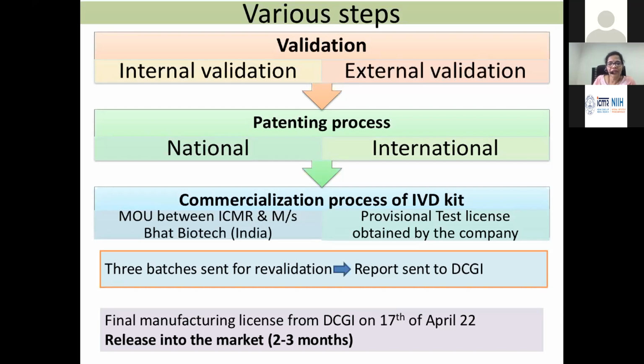The commercialization process of this IVD, in vitro diagnostic kit, is: first the MOU was signed, then a provisional test license was obtained by the company by applying to DCGI. 3 batches were sent for validation, and the final report was sent to DCGI. And we just obtained the manufacturing license. The final one the company got on 17th of April 22, which was World Hemophilia Day. So with all these, now the kit should be there for common man use in the next 2 to 3 months. I'm very happy to announce that.